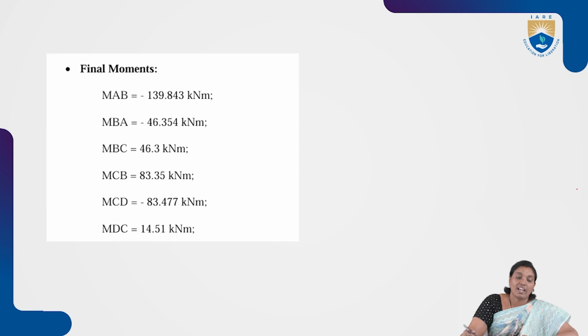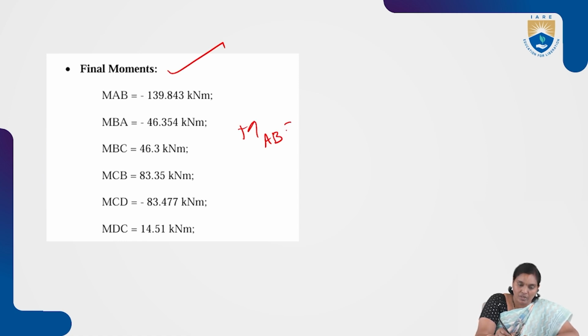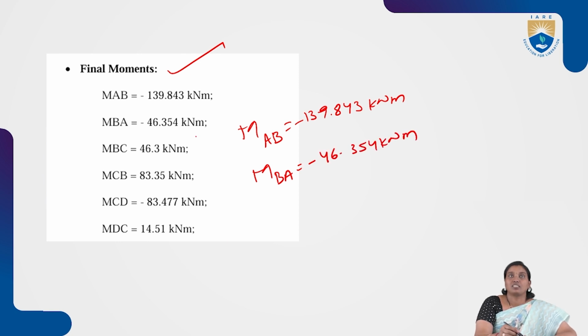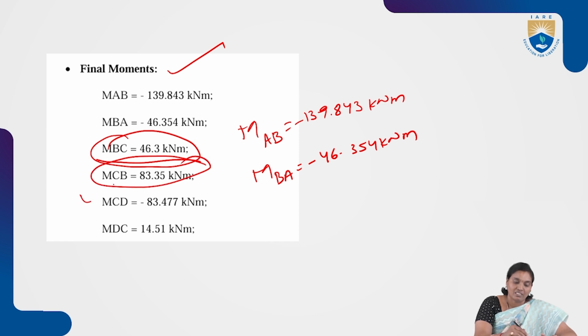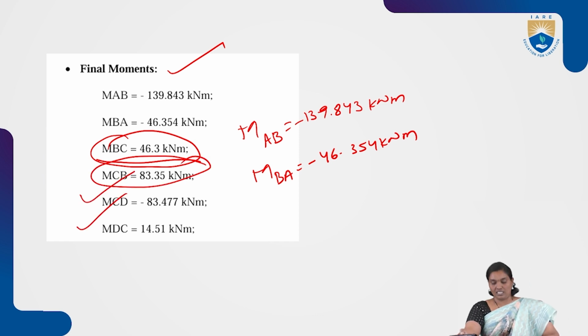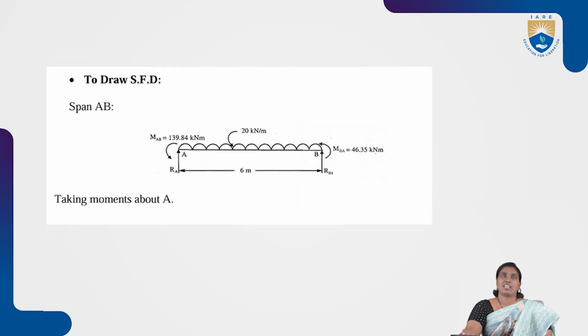These are the final moments we get: MAB is equal to minus 139.843 kilonewton meter and MBA is equal to minus 46.354 kilonewton meter. Similarly, from the slope deflection equations we get the final moments for MBC and MCB as well as CD and DC. So these are the final moments.